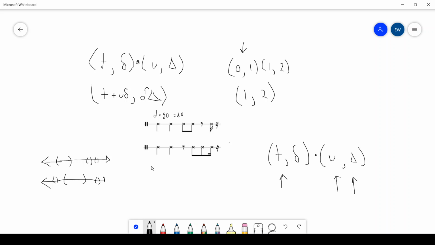So, for example, let's say we were acting on this big interval here by the element 1, 2. What would happen to this big interval is it's going to shift 1 unit to the right. Let me clear this up a little bit, actually.